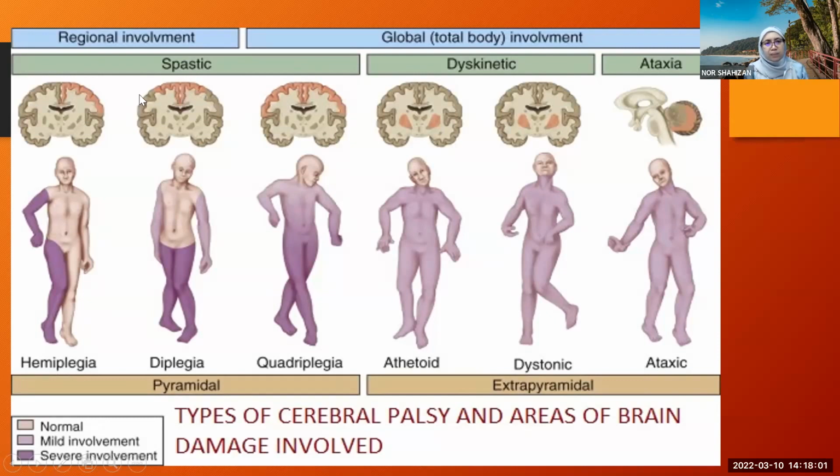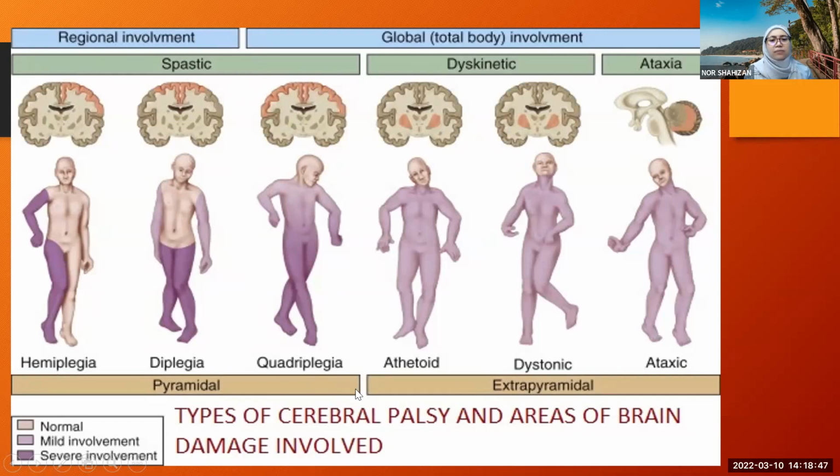In the homunculus presentation, the upper limb is at the outer part of the brain, and the inner part is the lower limb. Therefore, the lesion in the brain is more in the middle, the inner part, compared to the outer. And quadriplegia means all four limbs are affected, including the body, and the lesion is from the inner until the outer part, on two sides, right and left.